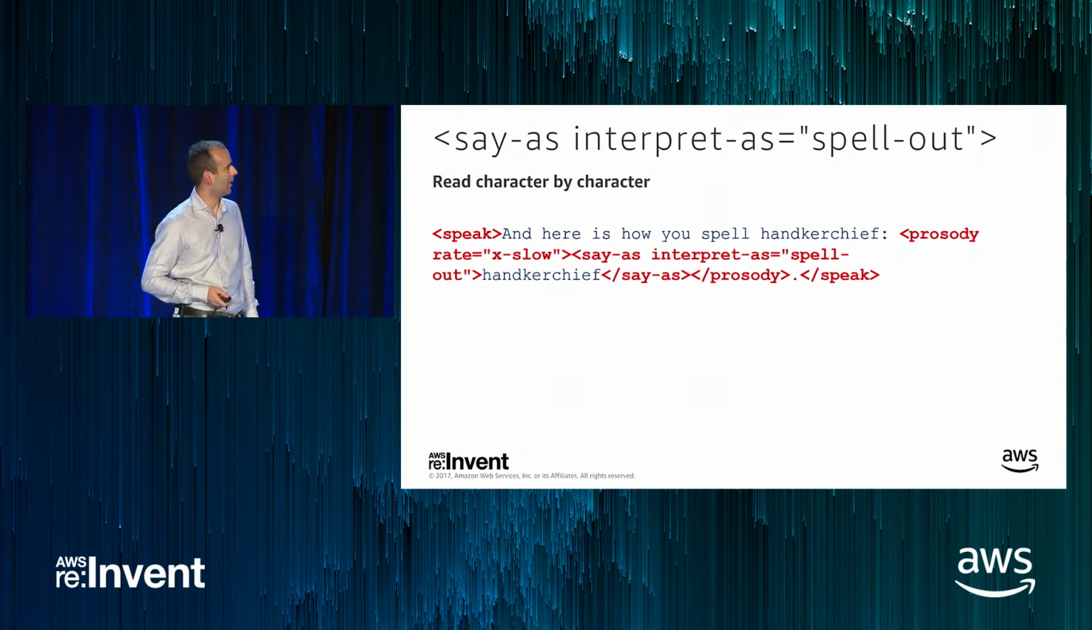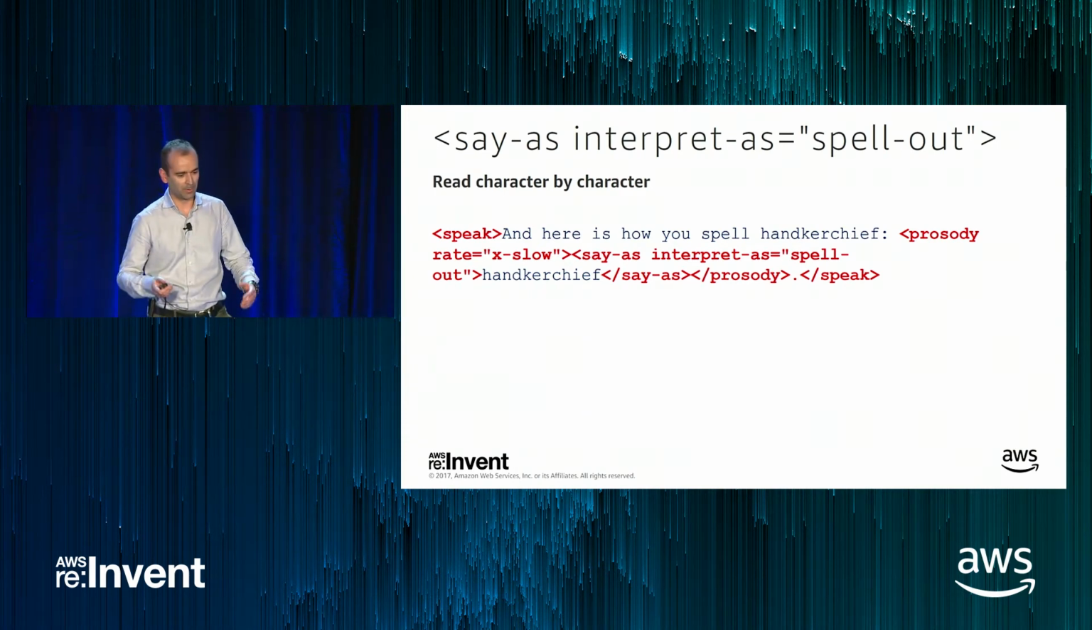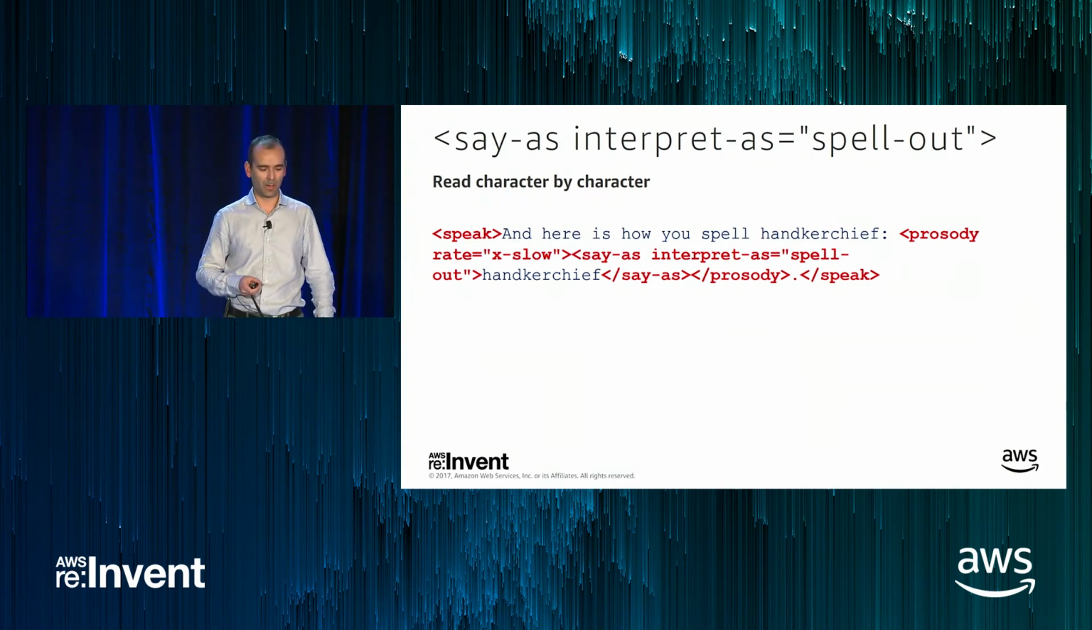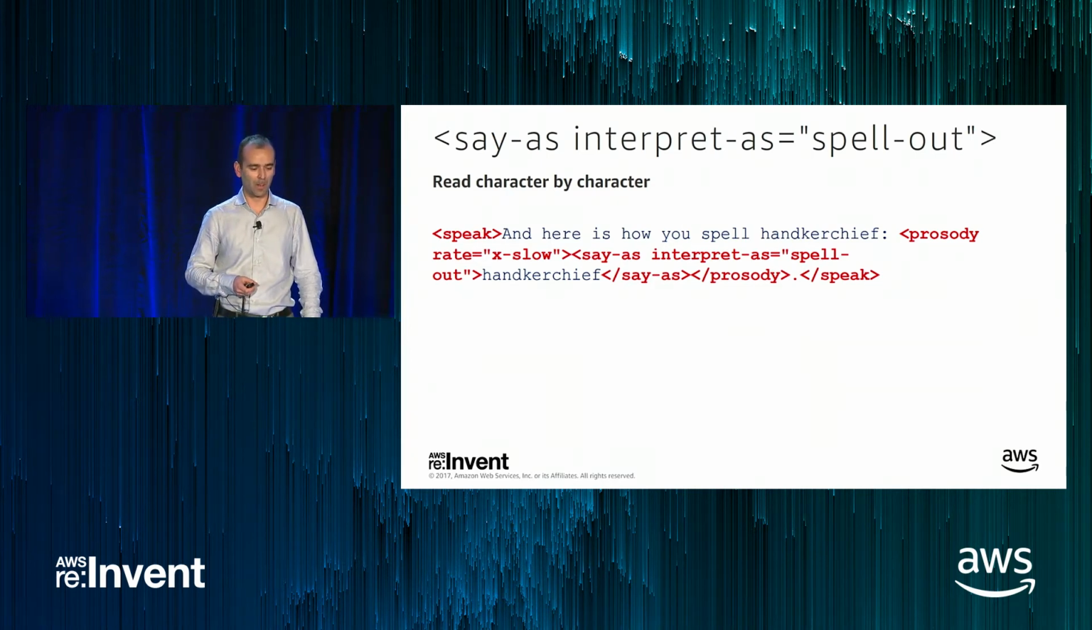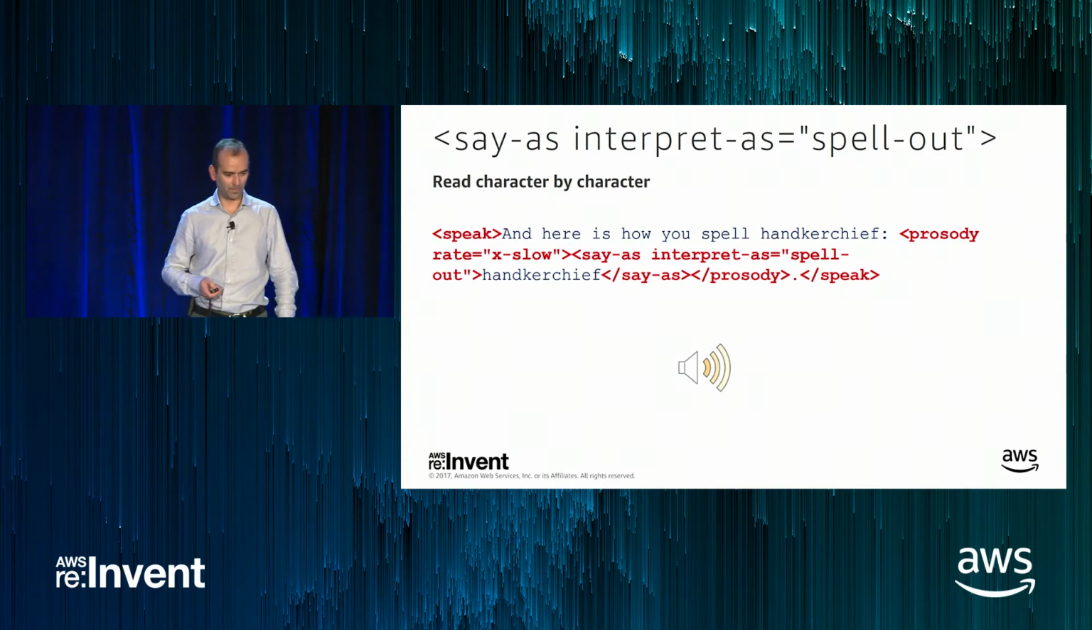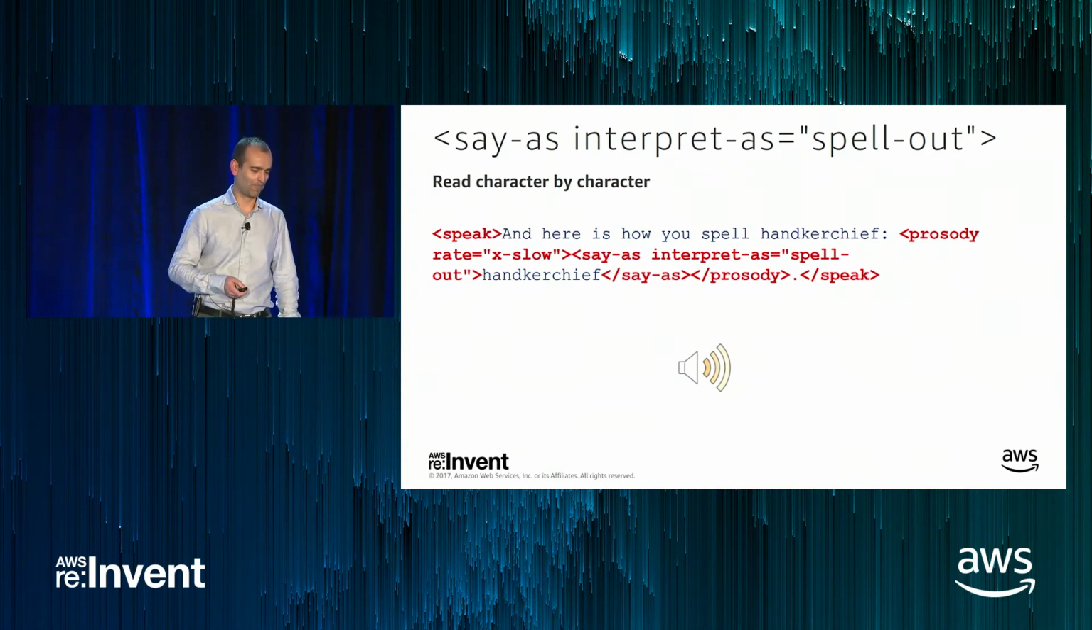Another tag is very straightforward. It can be used to spell words out, such as handkerchief. Here is how you spell handkerchief. Handkerchief. Yeah, Polly doesn't have a problem with that.